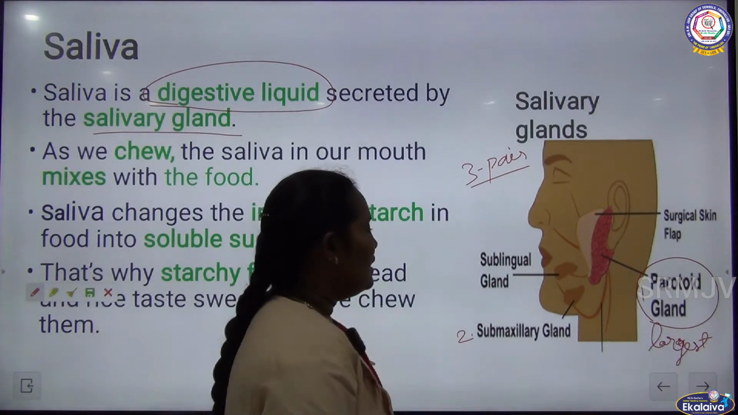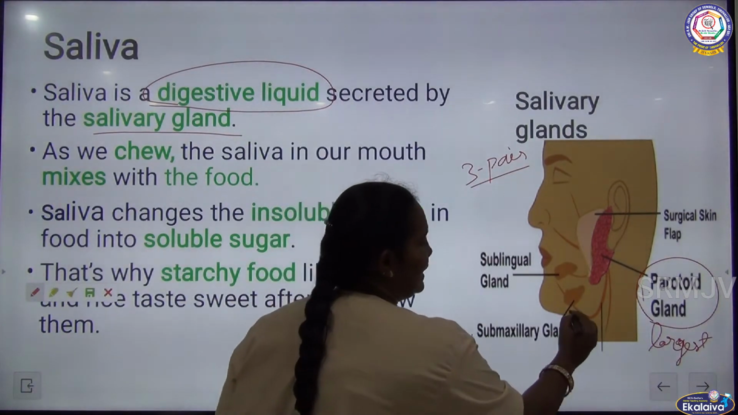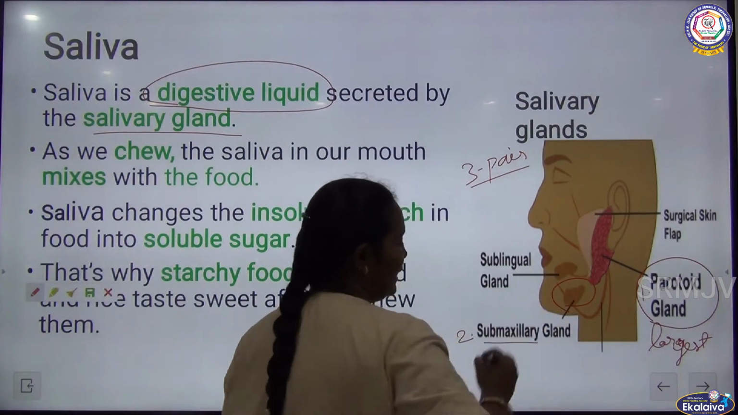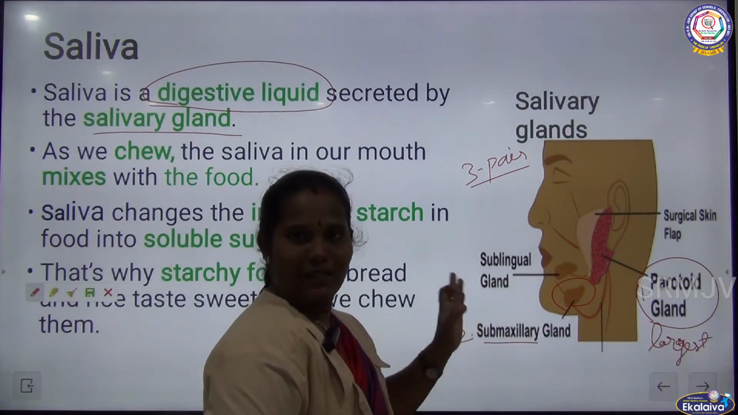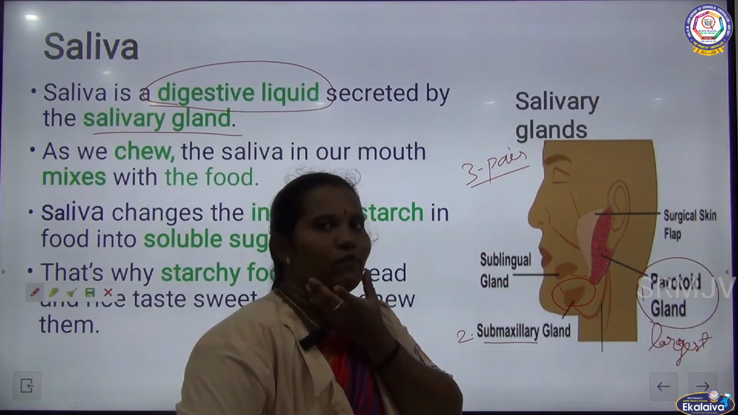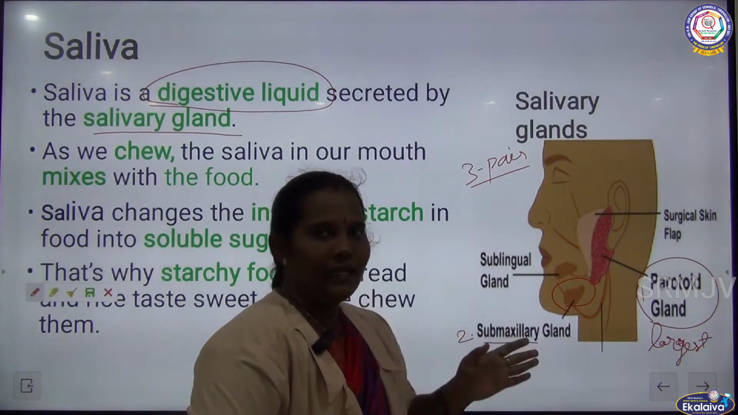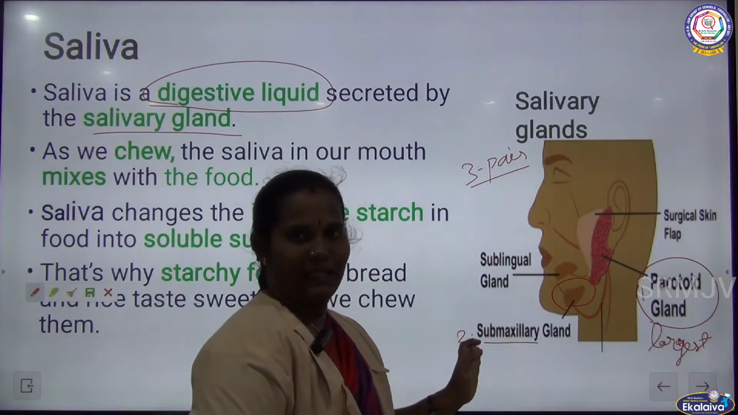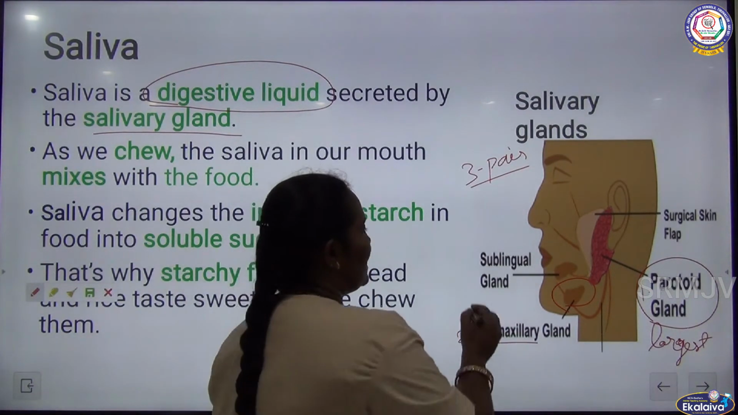Submaxillary gland. The submaxillary gland is present in the submandible place. Submandible place means our movable jaw is there, no? This is called the submandible. Here the salivary gland is present. This is the second one. The last one is the third one.